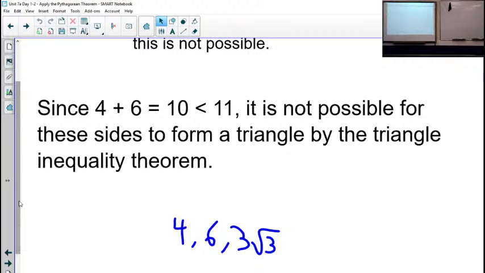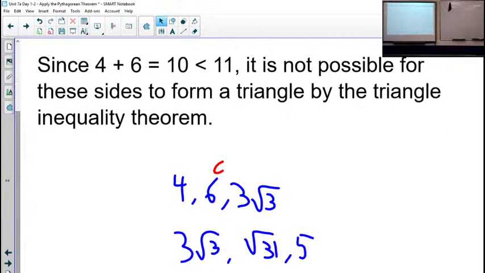And so we have 3 times a decimal that's somewhere between 1 and 2 versus 6, which is 3 times 2. So we have 3 times 2, and then we have 3 times some number less than 2. 3 times 2 wins. Let's try a different one. 3 square root of 3, square root of 31, and 5. Now this is a little bit trickier.